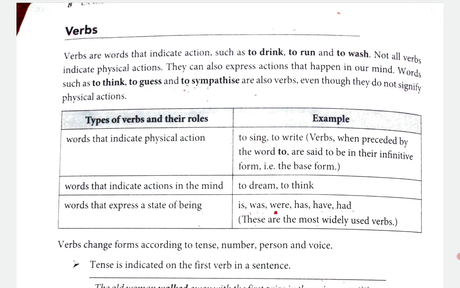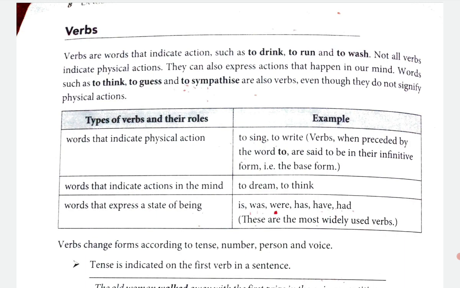For example, words like think, guess, sympathize, all these are not physical actions, but they also indicate some kind of action. They can also be considered as the expression of actions that happen within the mind. Words such as to think, to guess, and to sympathize are also verbs, even though they do not signify physical actions. So verbs are words that indicate action, actions like drink, run, wash, etc.